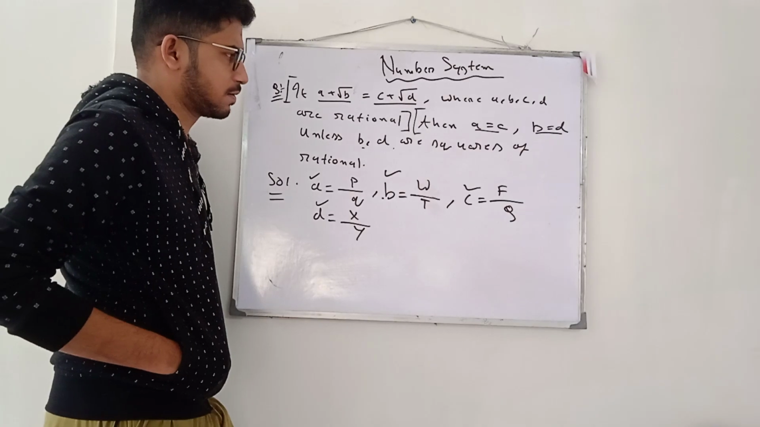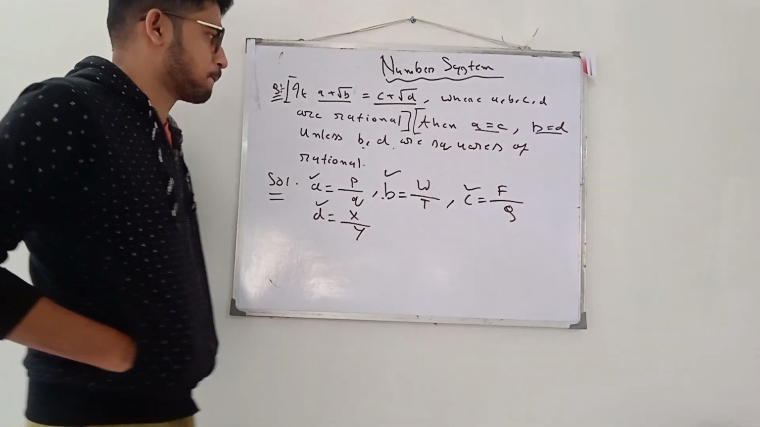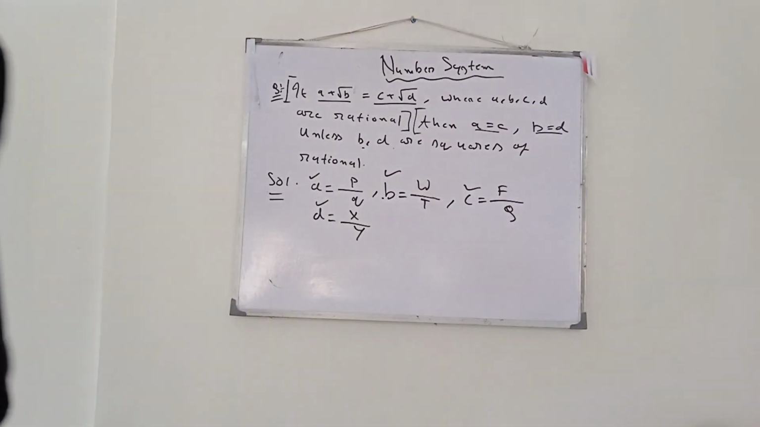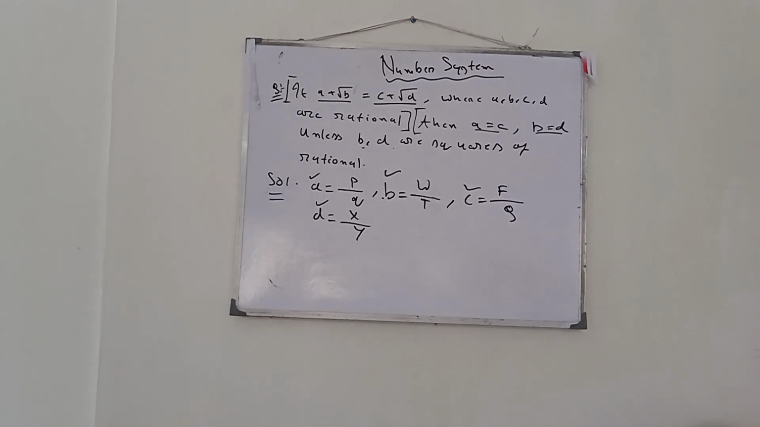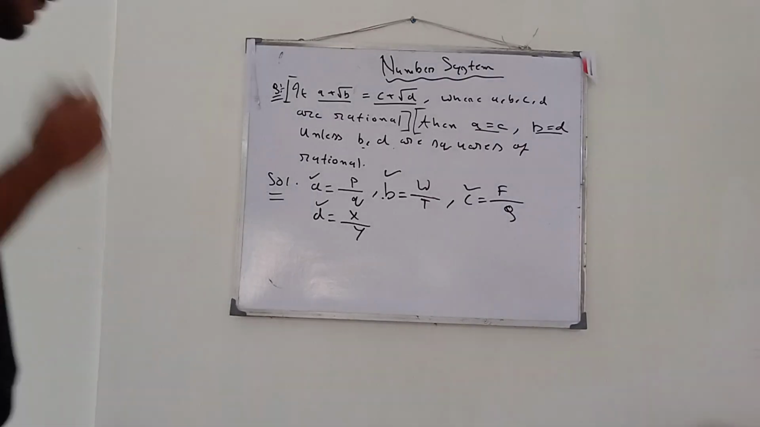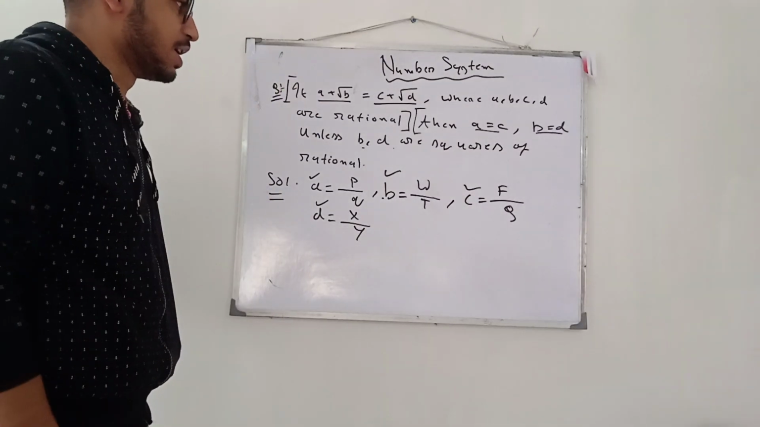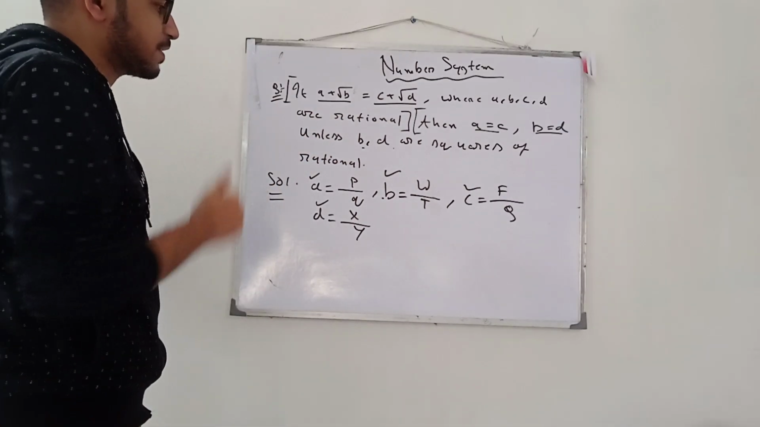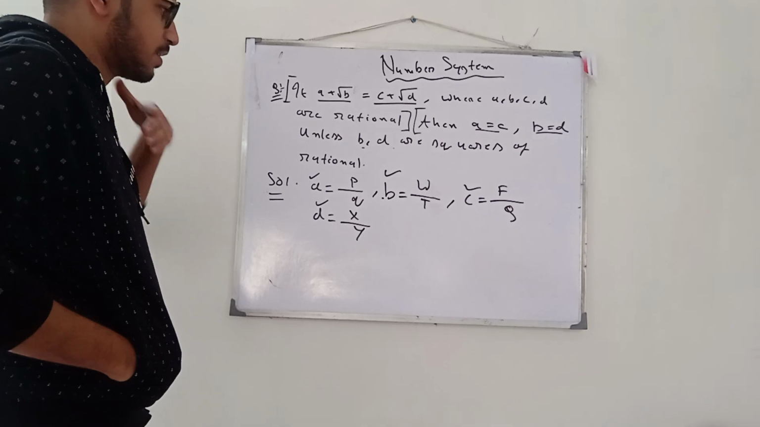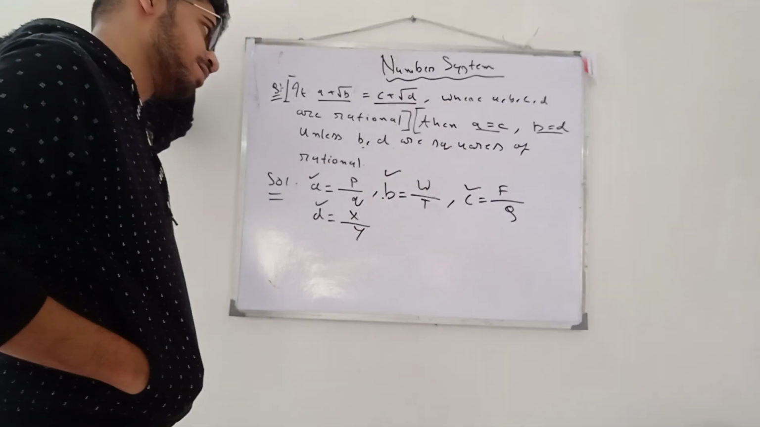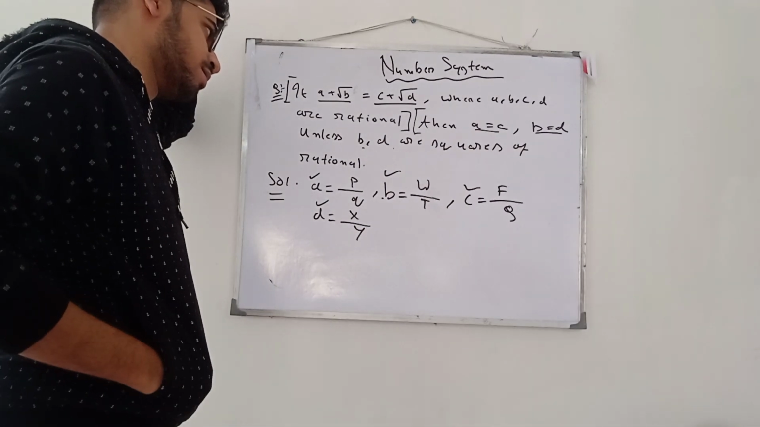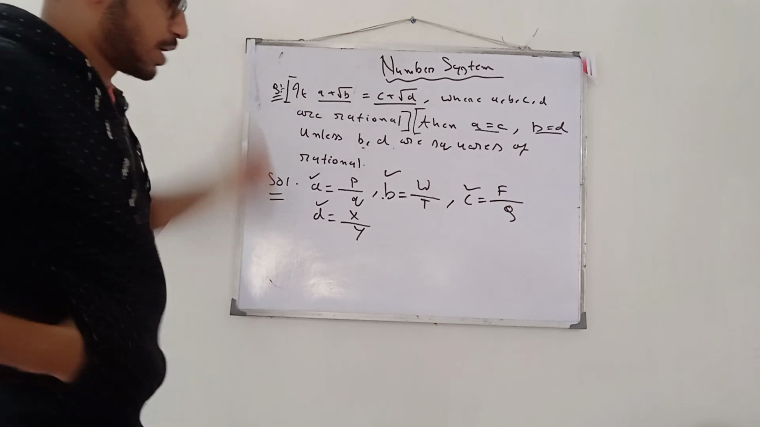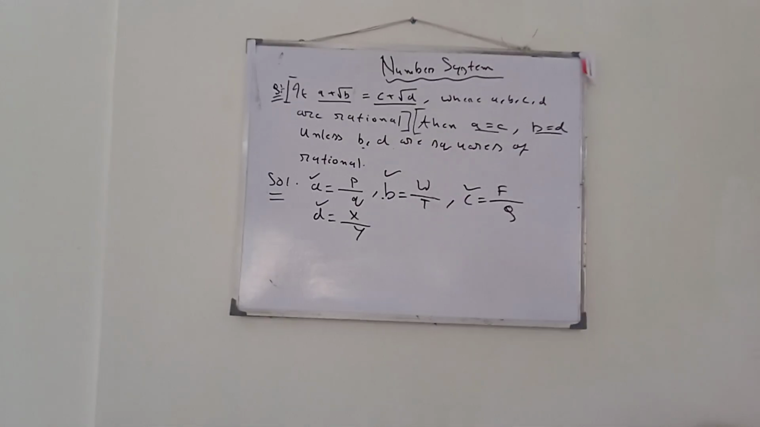How to do this here? No, I have to. Okay, so we have to move to the solution part, then we can understand what they're actually trying to say. Unless b and d are squares of rational. Squares of rational means what? Okay, I think I got it.